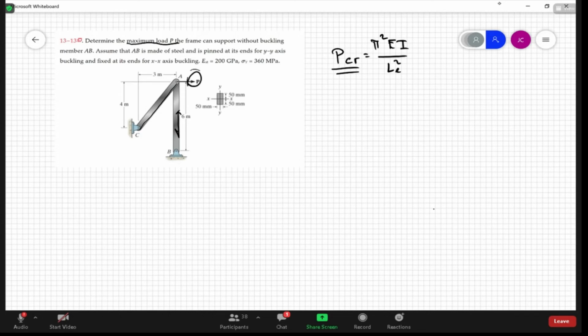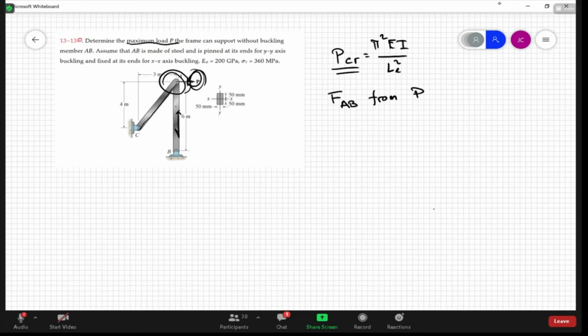Due to an external force P, there's going to be a certain amount of load here that's in compression. So we need to find the force that's in element AB from P. That's what's going to cause the buckling. So we're going to do some statics. What's the easiest way to do this? I guess we just do method of joints.